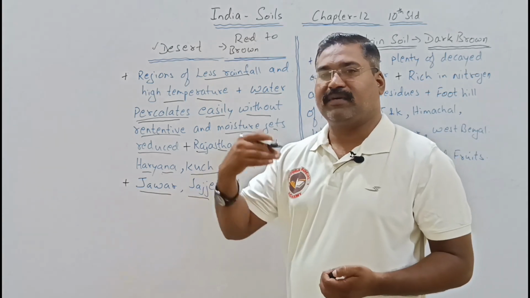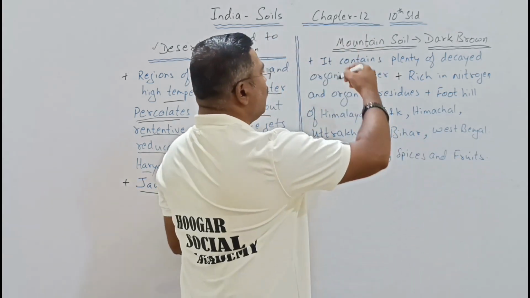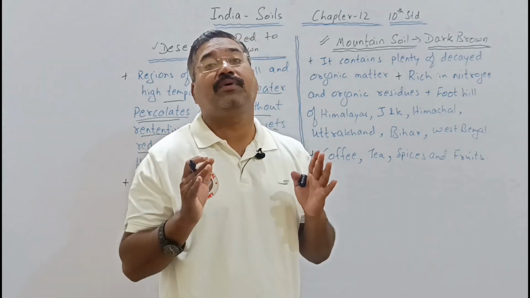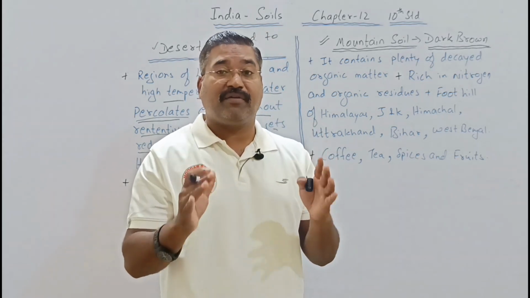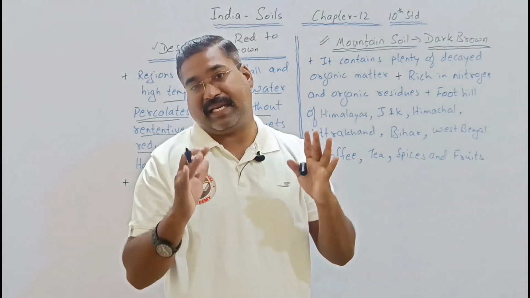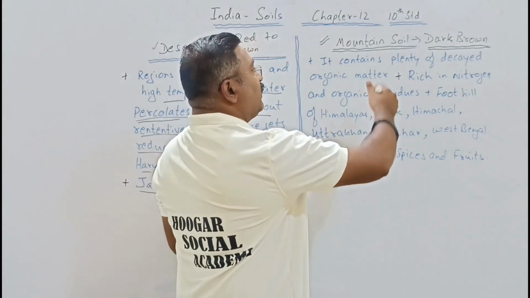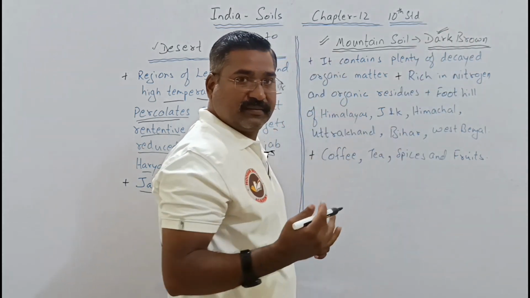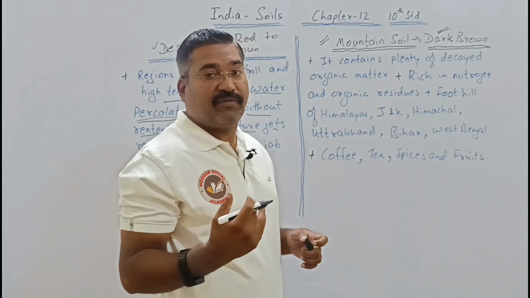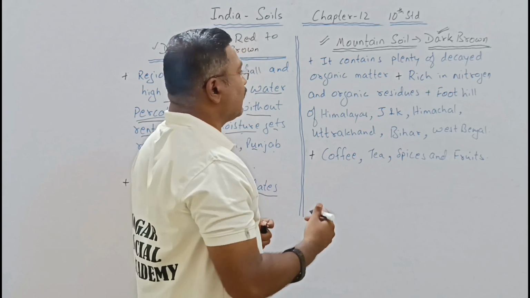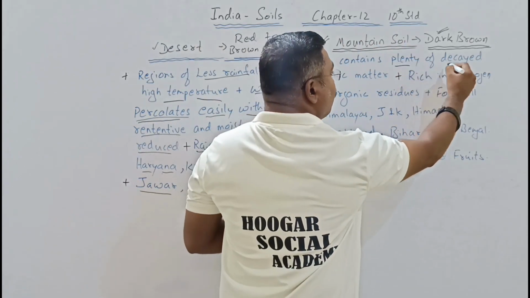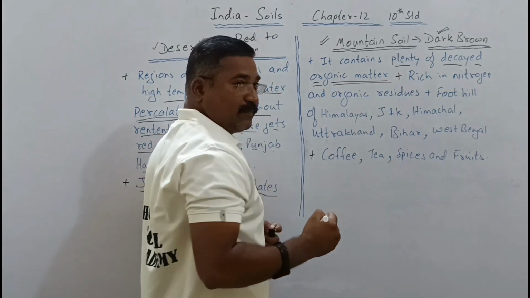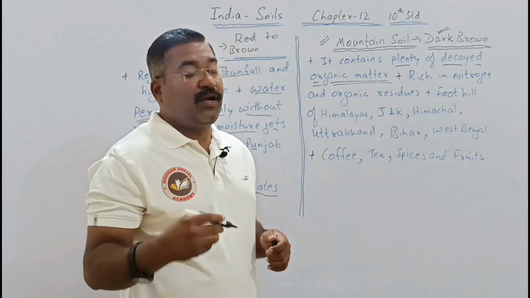In the same way, our sixth soil is called mountain soil. Here the word itself again we can understand: mountain. This type of soil we see in the mountainous area. Now what color? Dark brown. Our mountain soil is dark brown, and it contains plenty of decayed organic matter. Why plenty decayed?